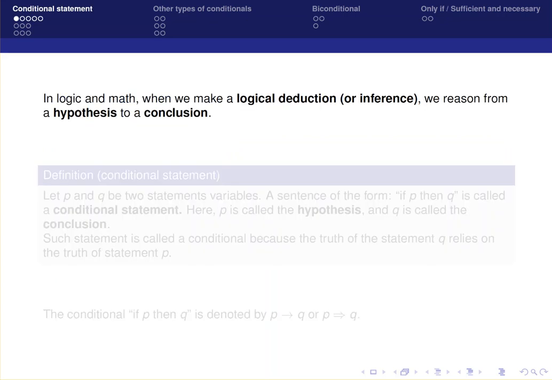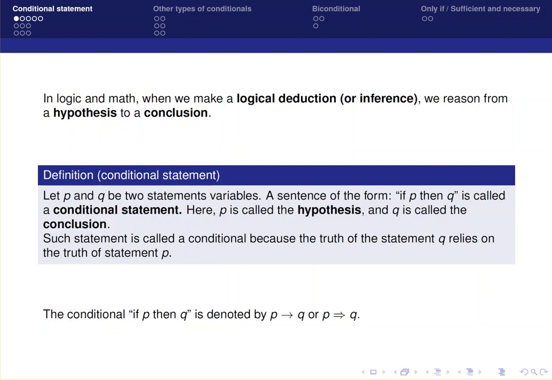In logic, when we make a logical deduction or inference, we reason from a hypothesis to a conclusion. A conditional statement is a statement of the form if P, then Q. The part of the sentence where P is written is called the hypothesis. Q is called the conclusion. These statements are called conditional statements because the truth of the statement Q relies on the truth of the statement P. There are times when we write P arrow Q, just like this, or P with the two arrows Q to refer to the conditional statements.